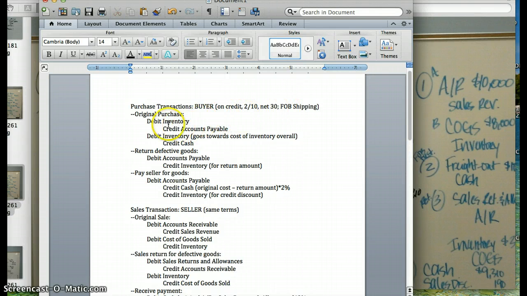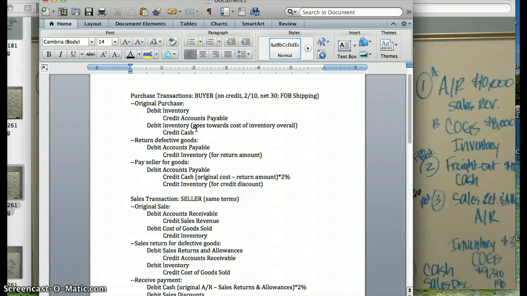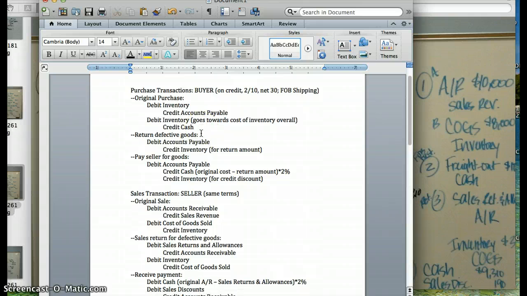So for the original purchase, you want to debit your inventory and then credit accounts payable, both obviously for the same amount. Then for the same transaction, you also want to pay for your FOB shipping. It goes to inventory because, as I wrote here, it goes towards the cost of your inventory overall, and then credit cash. You might see a transaction, maybe not so much for this exam, where the seller may have the buyer pay for the shipping with the accounts payable, but for this exam, you're going to want to credit cash, as we learned in class.